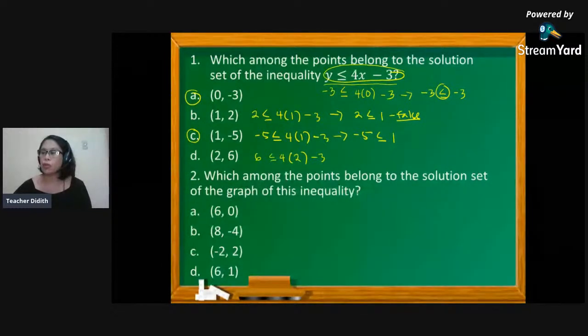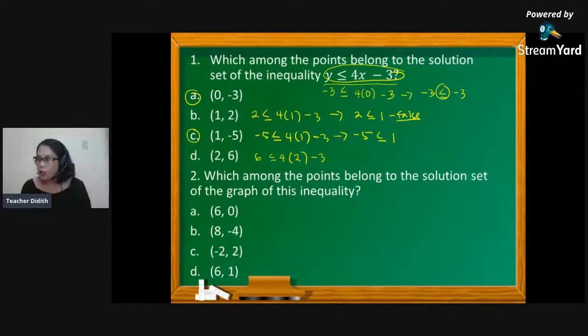So if the statement is true, then we can say that that point is the solution. Okay, so simplifying the inequality, we have 6 is less than or equal to... So this is 4 times 2, 8 minus 3, 5. So again, this is a false statement. So we have two possible answers for number 1, and that's A and C.